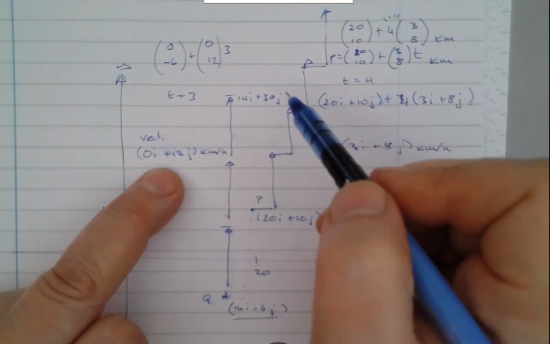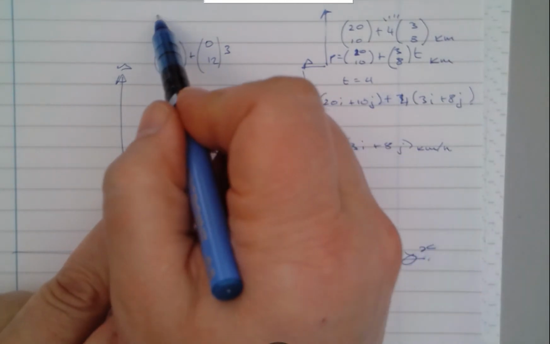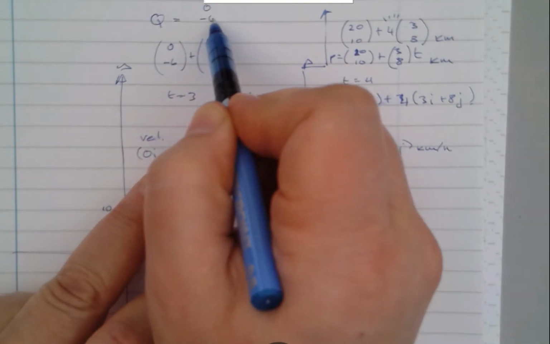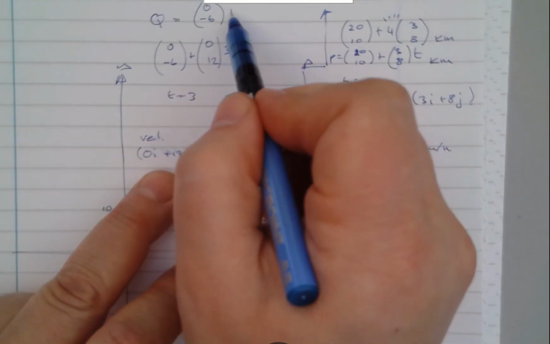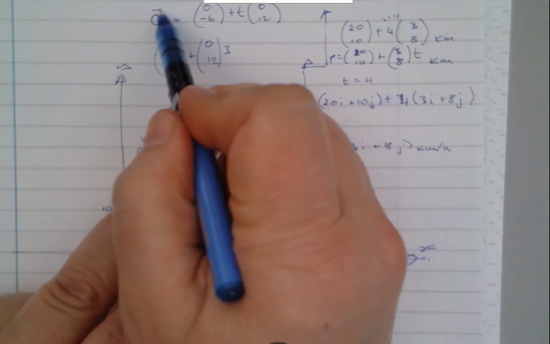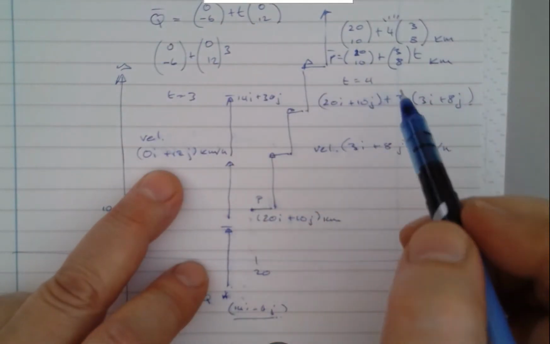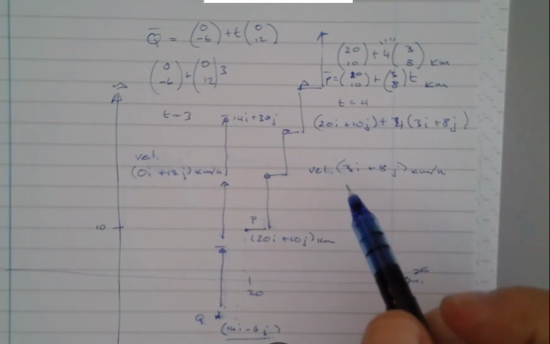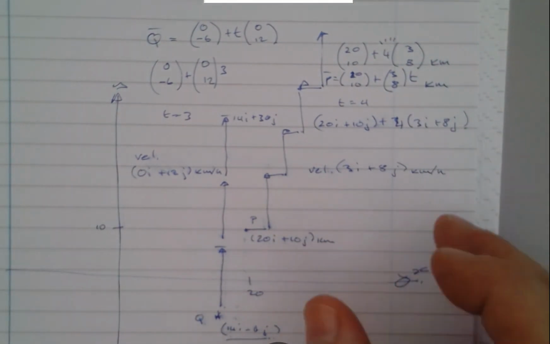And so my position at any given time for Q is given by the formula: my starting position plus how much I move every hour. Okay, so that's how we get the positions of Q and P. Right, so that is basically how you get those two equations that you questioned.